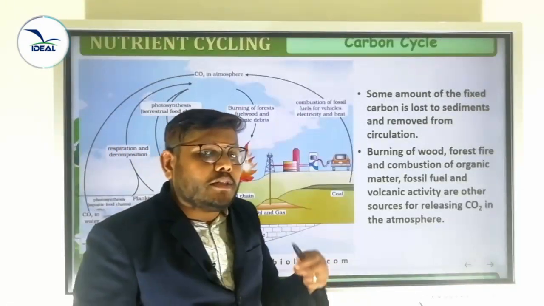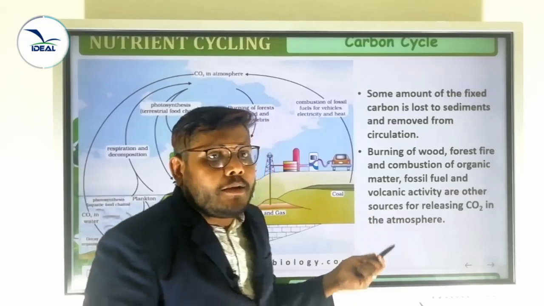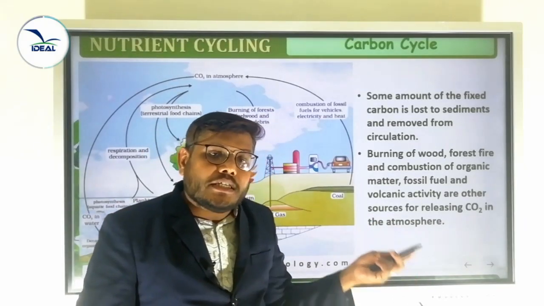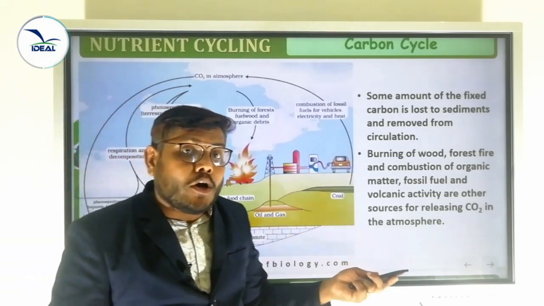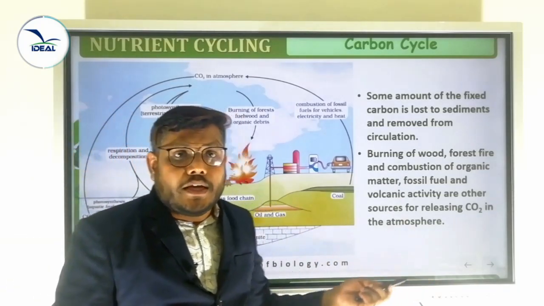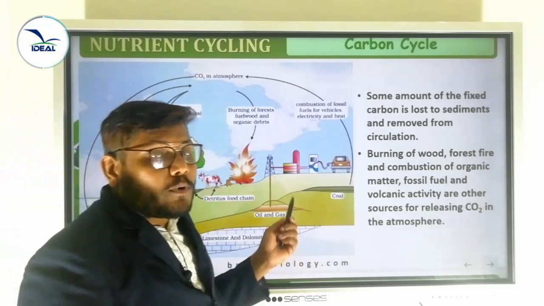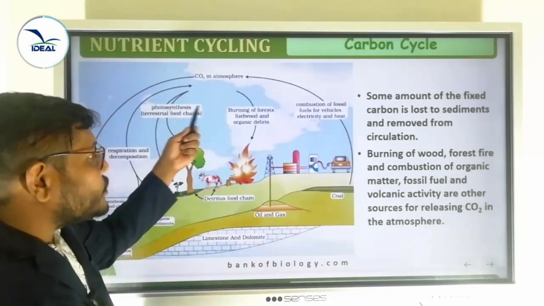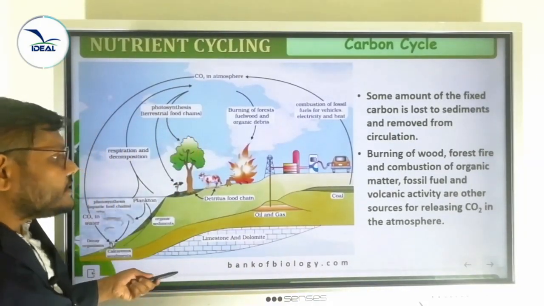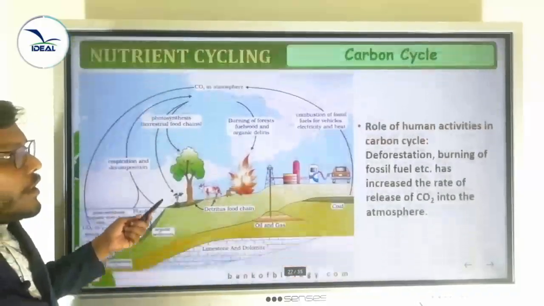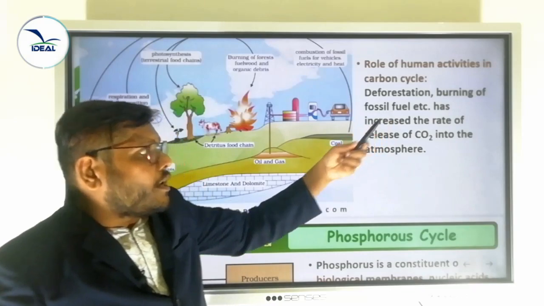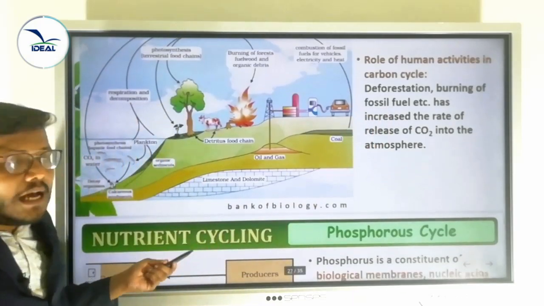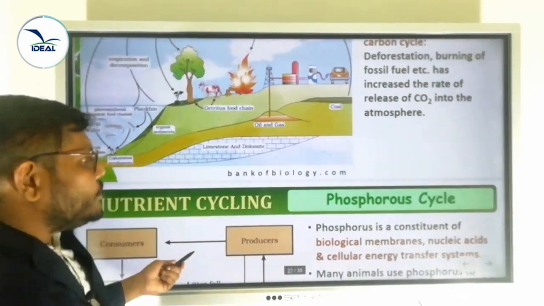Burning of fossil fuel releases carbon at the same time. Human activities like deforestation and vehicular burning of fossil fuel lead to an increase in the amount of carbon dioxide in the atmosphere. These are the ways carbon flows from abiotic to biotic and back to abiotic in a more or less cyclic manner. The role of human activities in the carbon cycle we already explained: deforestation, burning of fossil fuel, etc. have increased the rate of release of carbon dioxide into the atmosphere.